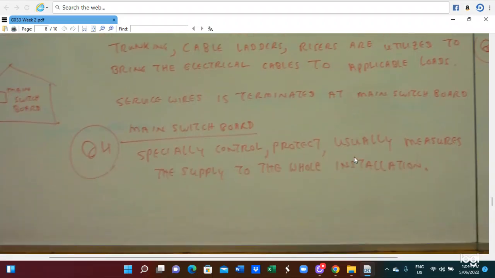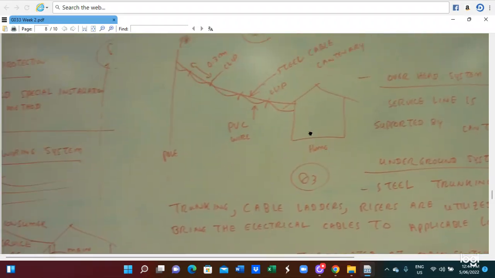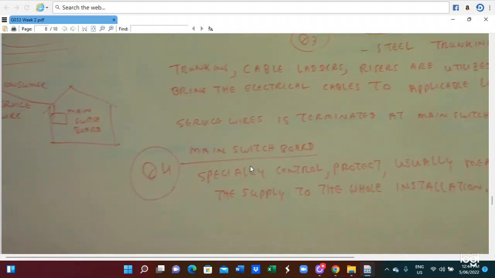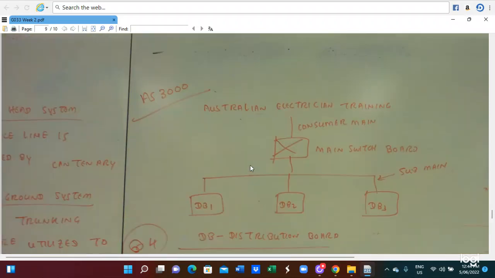And the main switch we also include. This is the main switch. The main switch controls the whole system. The main switch controls the whole electrical installation to the building. So this is the main switch system.